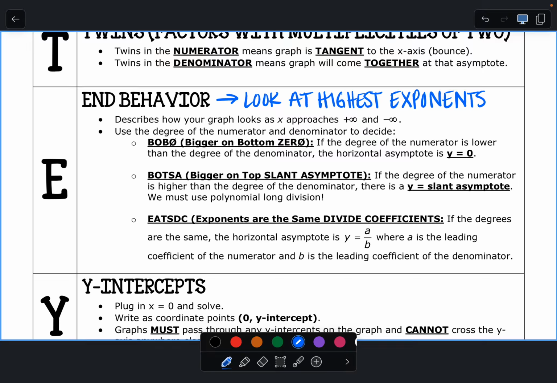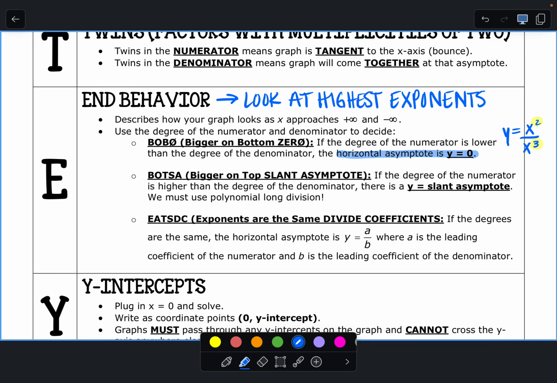So if it's bigger on bottom, so if I have something like y equals x^2 over x^3, that exponent 3 is bigger on bottom. So if that is what I'm dealing with, then my horizontal asymptote is going to be y equals 0. So if you end up with an exponent that's bigger on bottom, it's y equals 0. B-O-B-O, bigger on bottom 0.